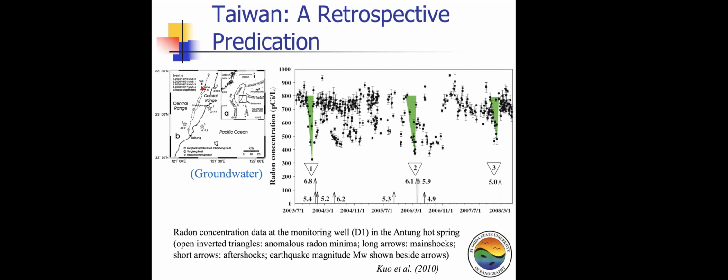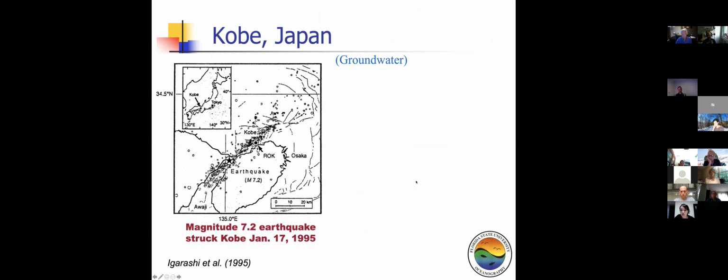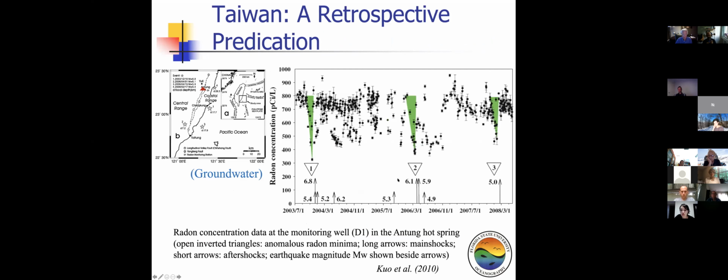This is a case from Taiwan. It's a hot spring area right there. And in this case, the radon anomalies were negative. In other words, you're getting low points in the radon that preceded a seismic event. So there were 3 events, 6.8, 6.1, and 5.0.